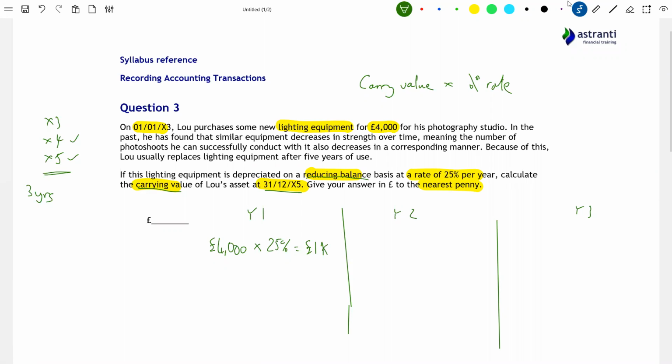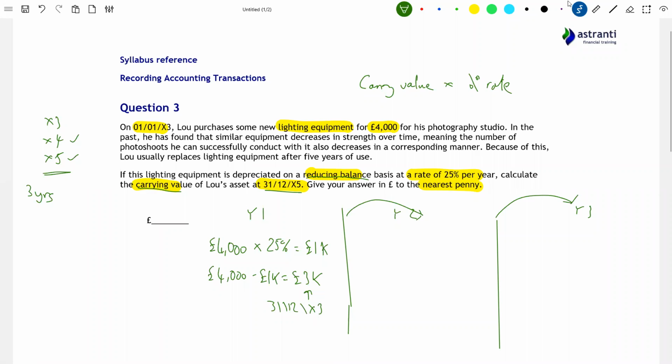We're not too concerned with the double entries here, however, as we're just looking for our carrying value. So we need to reduce the initial cost of this asset by this depreciation charge. And this gives us a carrying value for this asset at the end, sorry, of the X3 financial year, as you can see on screen, of £3,000. So essentially what we need to do now is repeat this process once for X4 and then again to get our answer at the end of X5.